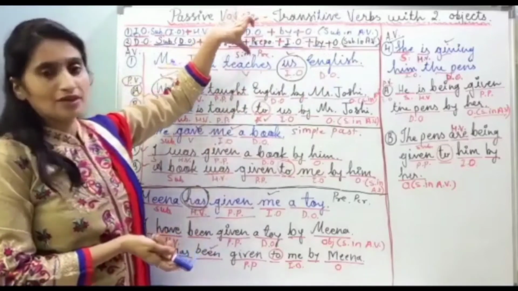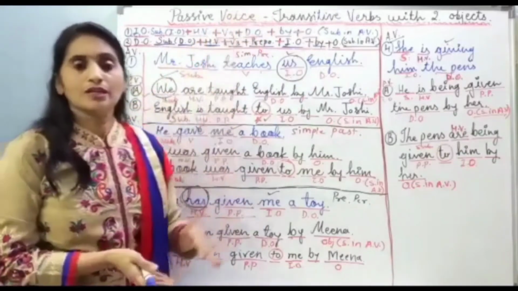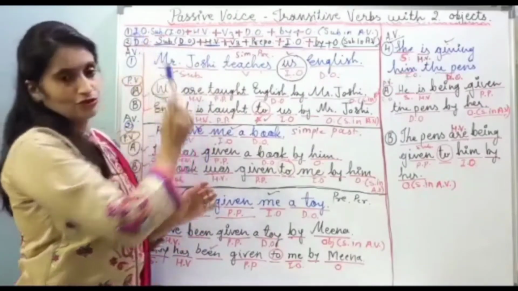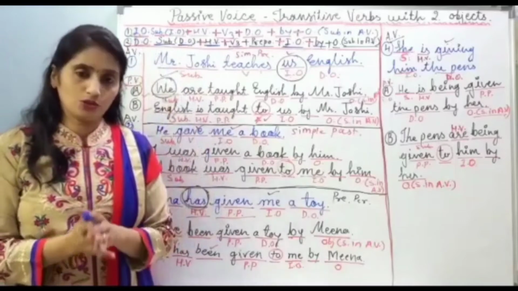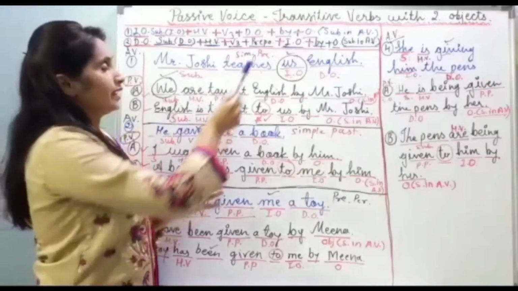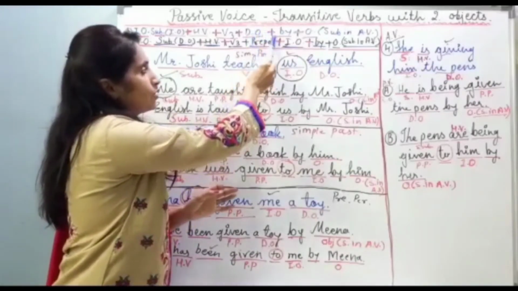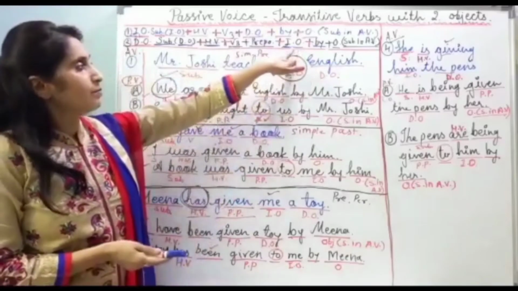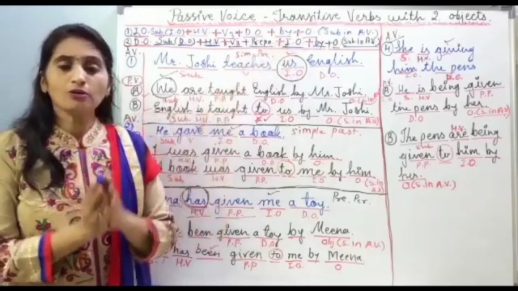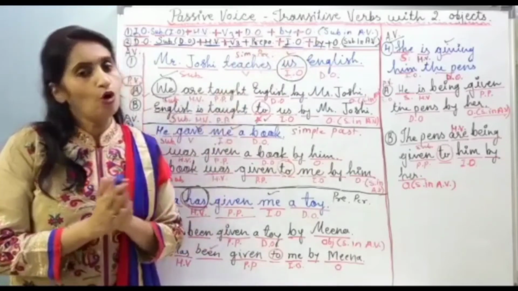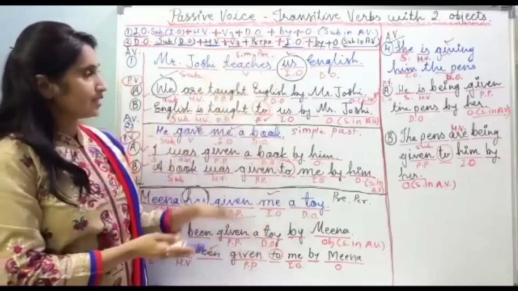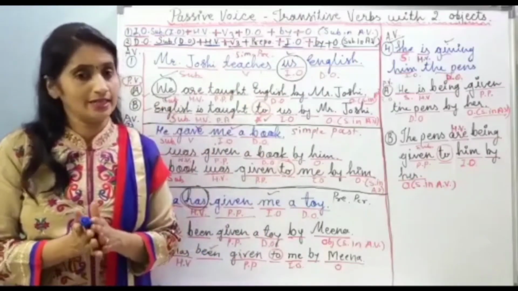What difference do you find in these two structures? If you make use of the direct object in passive voice as the subject, then you need to make use of an appropriate preposition before the indirect object. It is a must. You have to make use of either to or for and convert the sentence. Let us see the sentences. Let us study them so that you will understand better.